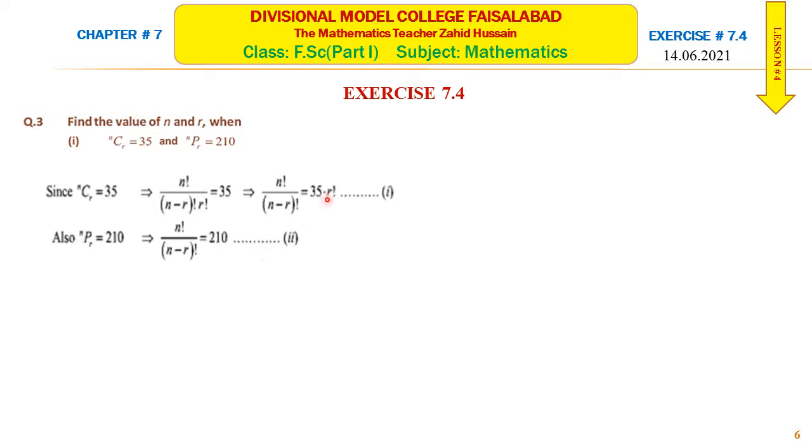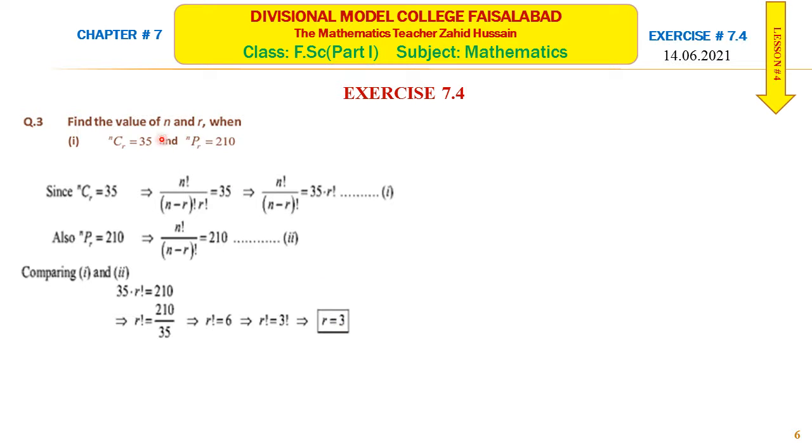Equating these two equations, we get 35 r factorial is equal to 210, because the left hand side of equation number 1 and the left hand side of equation number 2 are the same, so their right hand sides will also be equal. So 35 into r factorial is equal to 210, or r factorial is equal to 210 over 35, and r factorial is equal to 6, and 6 can be written as 3 factorial. R factorial is equal to 3 factorial, so it means the value of r is equal to 3.